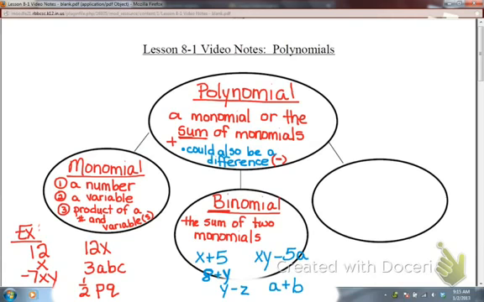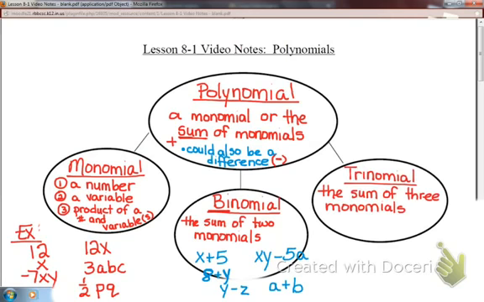Okay, and then in our third circle, we're getting bigger. We started with monomials, which had one item. Then we had binomials, which have two items, separated by addition and subtraction signs. If we get a little bit bigger, then we are creating something called a trinomial. As you can guess, a trinomial is the sum of three monomials. Again, it could have addition signs, or it could have some subtraction signs as well. An example of a trinomial is x squared plus x plus 5.